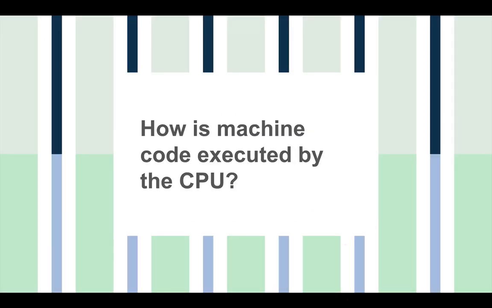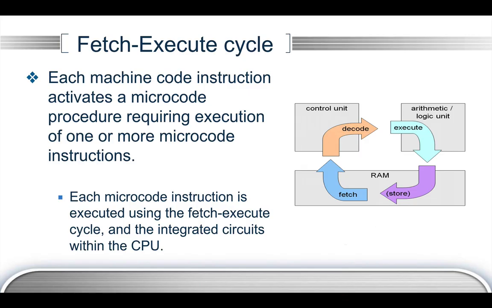Okay, how is machine code executed by the central processing unit? This is the first concept, and you would have seen this earlier in those HSC questions we were looking at. It's called the fetch execute cycle. In a moment, we're going to look in more detail at what the control unit is, what the arithmetic logic unit is, and what RAM is. The control unit, ALU, and RAM are the three hardware components involved in the fetch execute cycle.